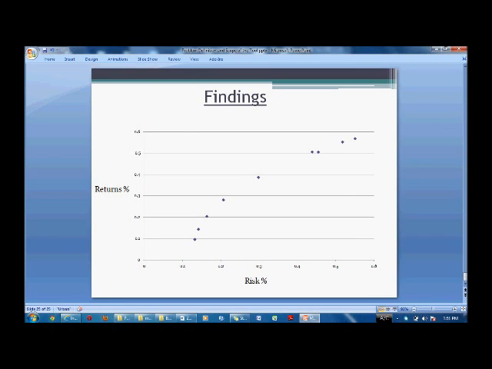There is a graph in front of you which shows that as the risk increases, the returns also increase. This was done on data collected over a period of 1 month in February 2011 on 5 stocks. The data was analyzed, and the graph satisfies the basic principle of portfolio theory.